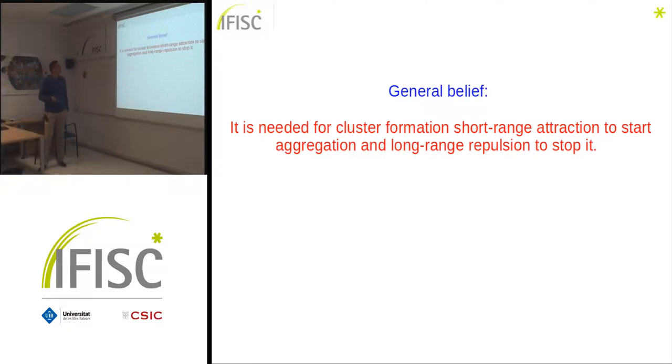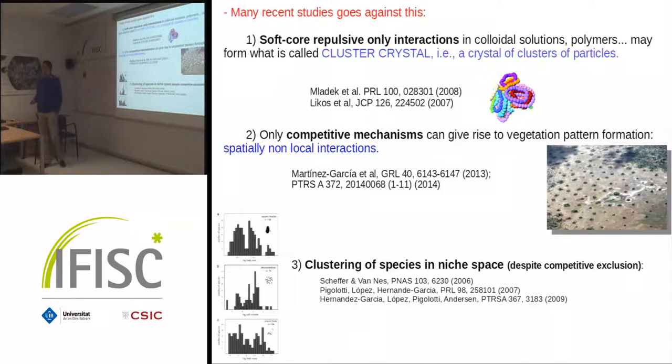So this is a general belief that is more or less widely accepted. However, there are many recent studies that go against this, and this will be my focus. Particularly, we learned recently that people in the group of Cristobal López in Vienna, who work essentially in condensed matter, in liquids, in soft matter, I think were the first to introduce this name of cluster crystal. That is a crystal of clusters of particles. They show that with soft core repulsive only interactions, you may have aggregates. Okay, we'll go into more detail in the following.